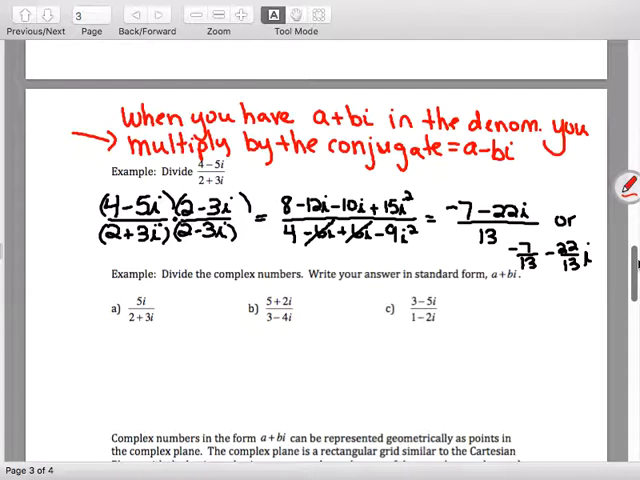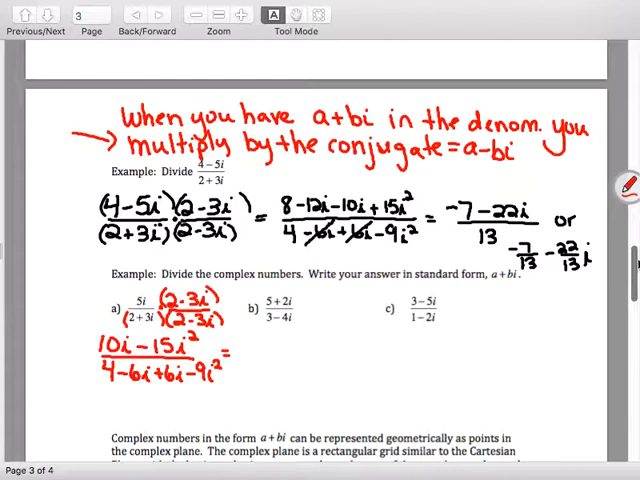Just to make sure you're off on the right track, letter A, you're going to multiply by 2 minus 3i up in the top and the bottom. In the top, you're not going to FOIL because 5i isn't a plus or minus. So I'm going to distribute and get 10i minus 15i squared. Do you see up in the top, in the numerator? It's just the distributive property. Then I get 4 minus 6i plus 6i minus 9i squared.